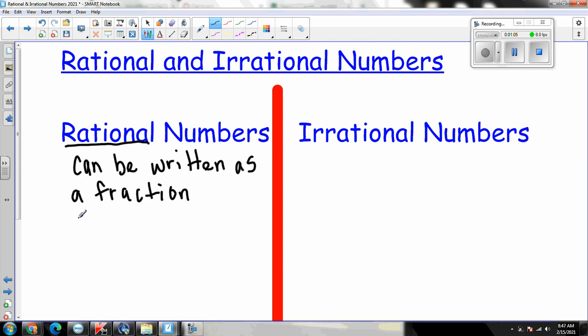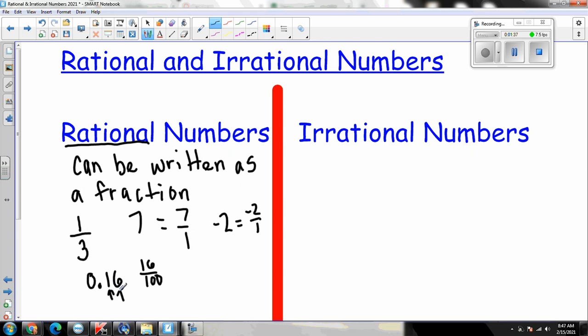So some examples of rational numbers that you want to write in your notebook are 1/3, because it is a fraction. 7 would be a rational number because you can write it as 7/1. -2 would be a rational number because you can write it as -2/1. Also, decimals that end like 0.16 are rational because you can write it as 16/100, because the 1 is in the tenths, the 6 is in the hundredths. So if you can write it as a fraction, it is a rational number.